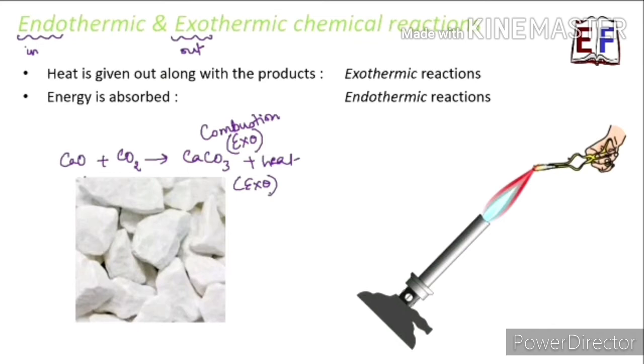Now what about endothermic reactions? Let's take this example where magnesium combines with oxygen to form magnesium oxide. But for this reaction to take place, we need to provide energy in the form of heat. So if you remember, we actually heat the magnesium ribbon. So heat is an input in this case. So therefore, this is an endothermic reaction.